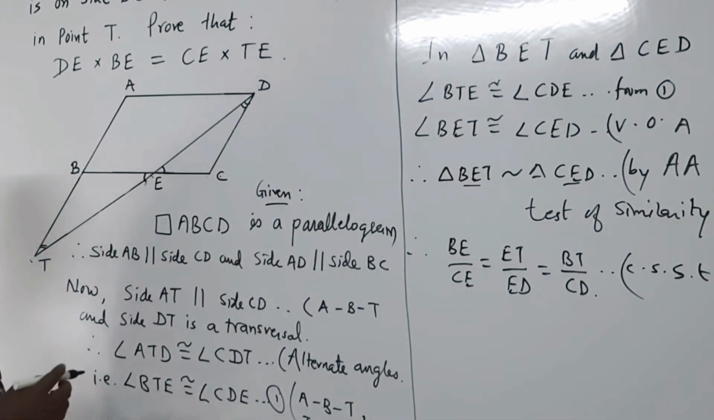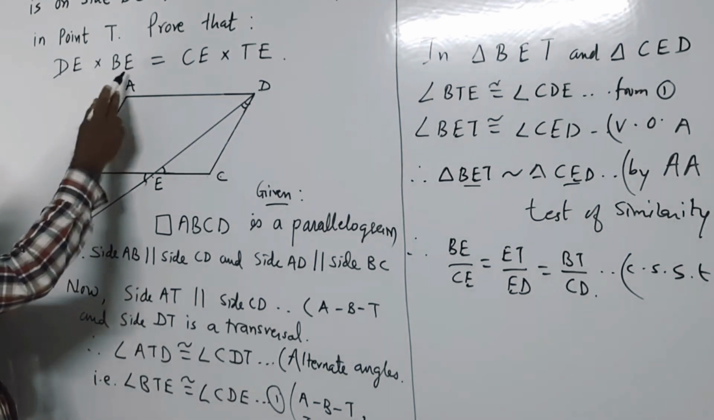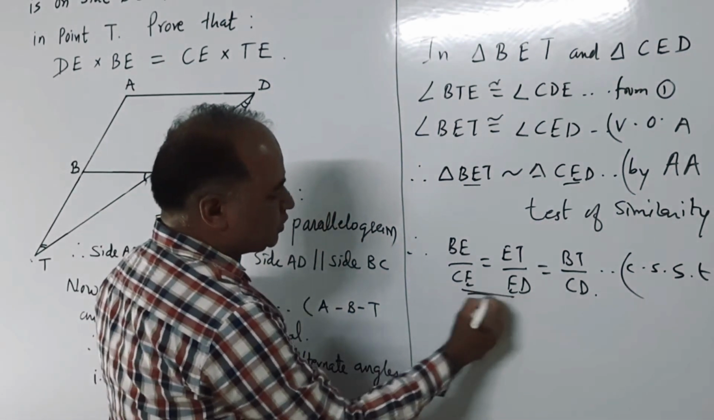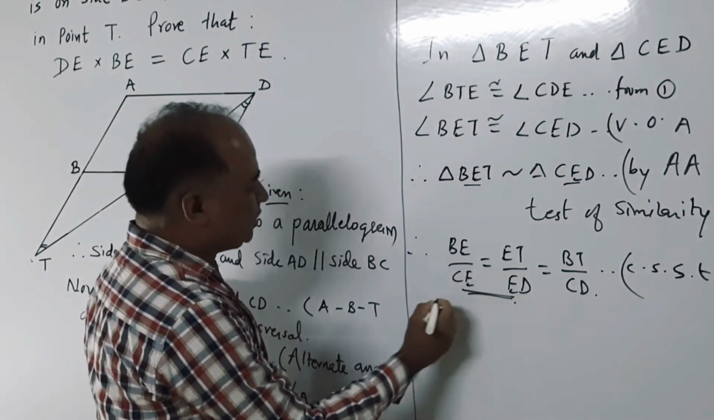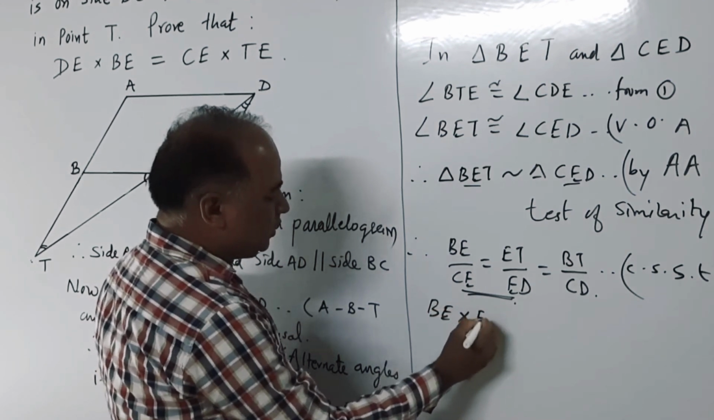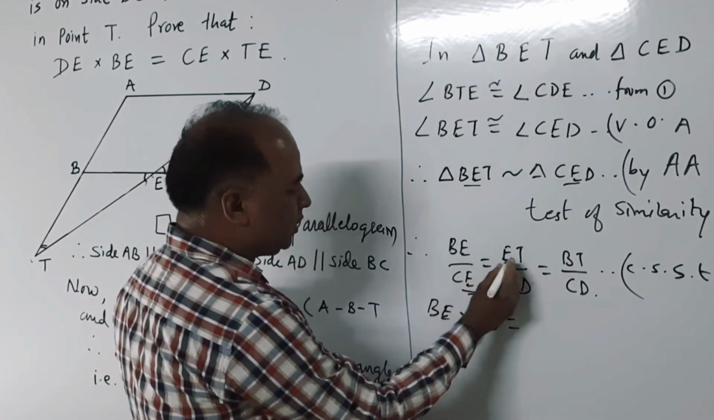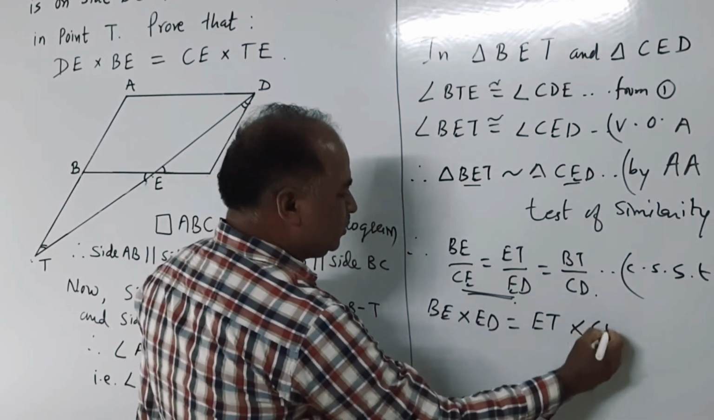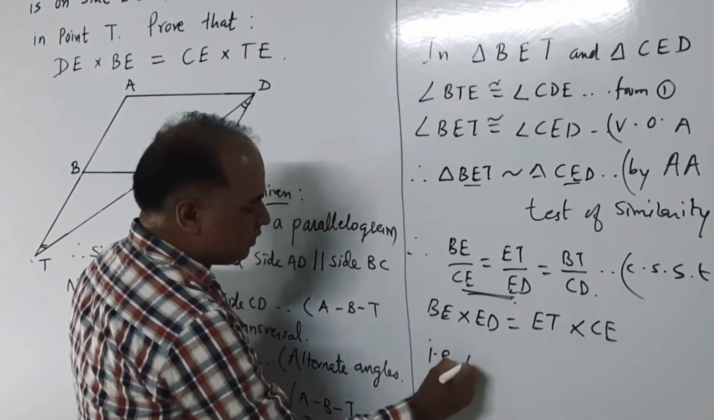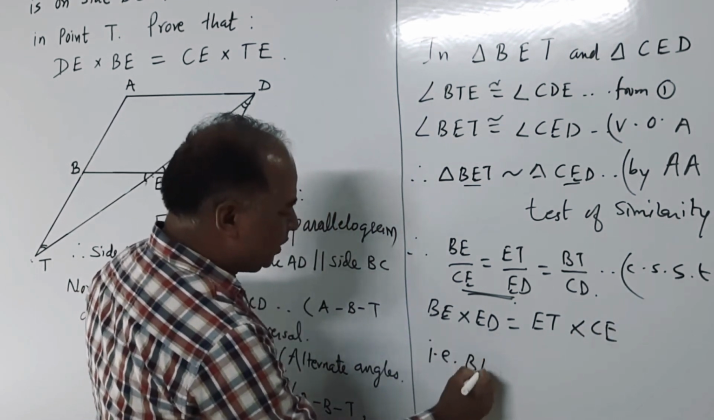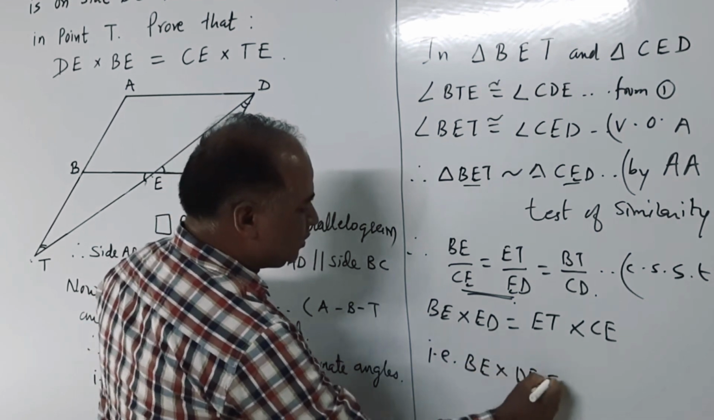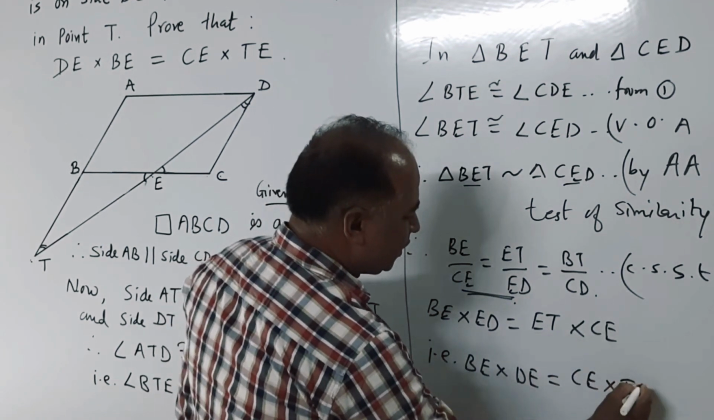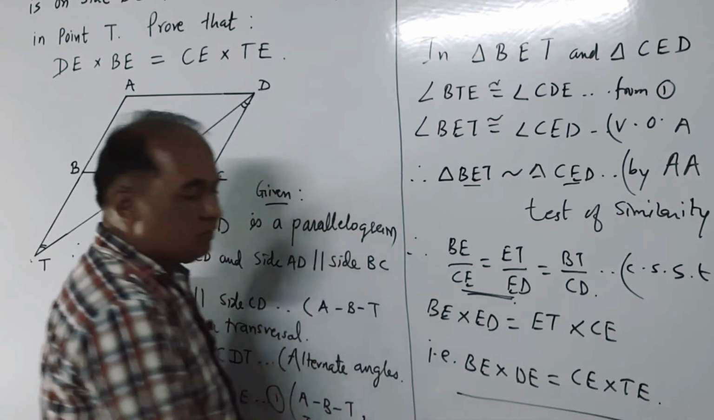Now here the requirement is DE into BE is equal to CE into TE. So these two ratios, we will do cross multiplication. So BE into ED is equal to TE into CE. That is, the required BE into DE is equal to CE into TE. We have proved it.